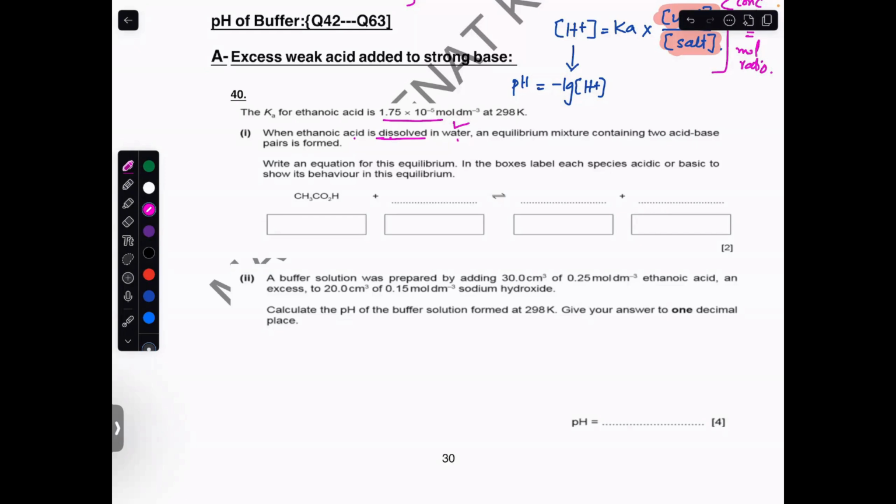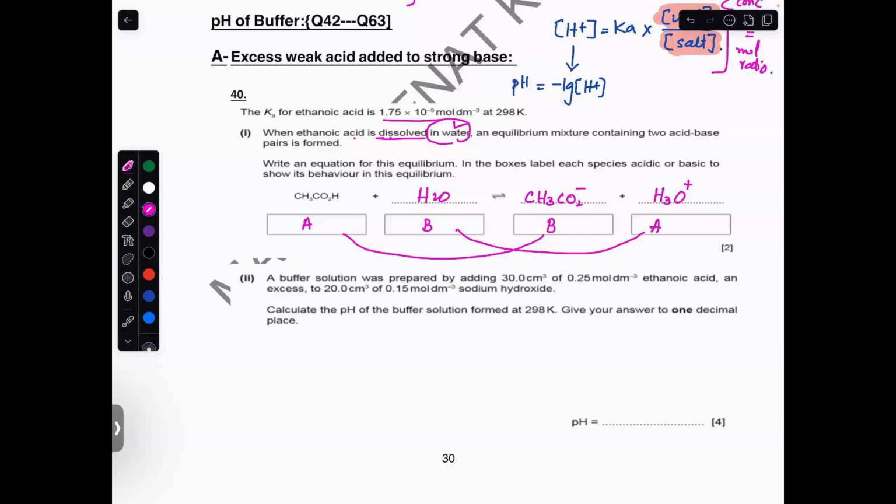So when ethanoic acid is dissolved in water, what will form? It will lose H plus. Water will gain H plus. This is acid. This is the base because it is accepting H plus. The acid will turn into its conjugate base, and the base will turn into its conjugate acid.